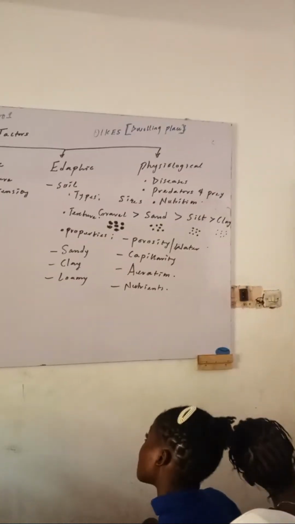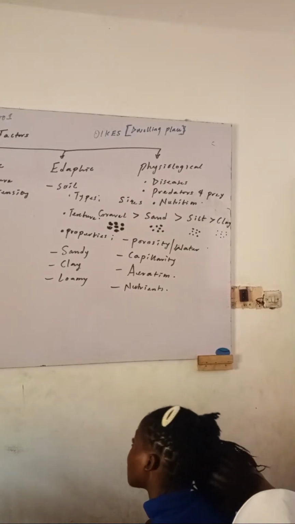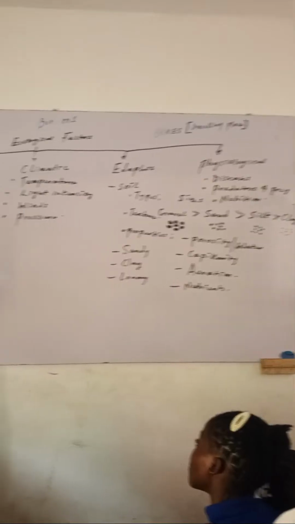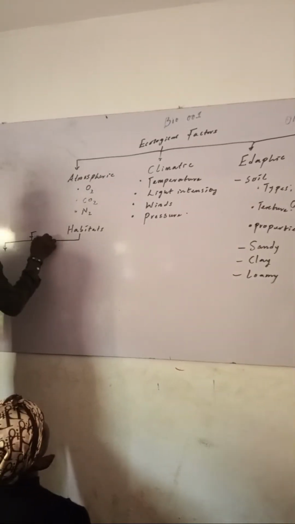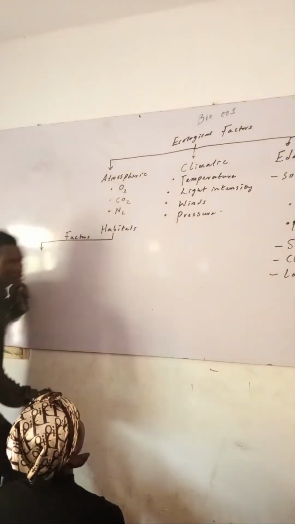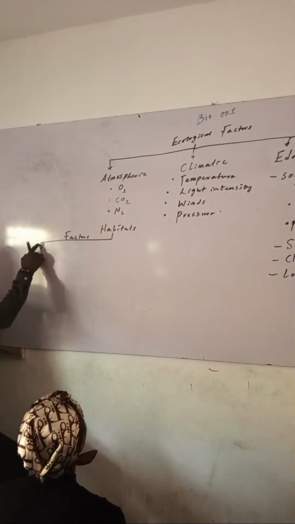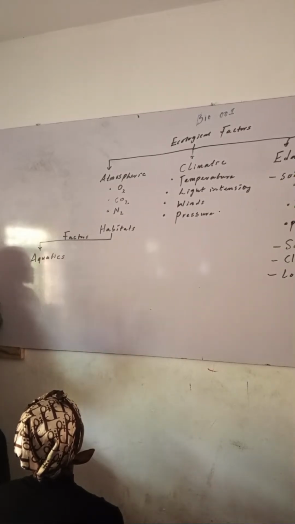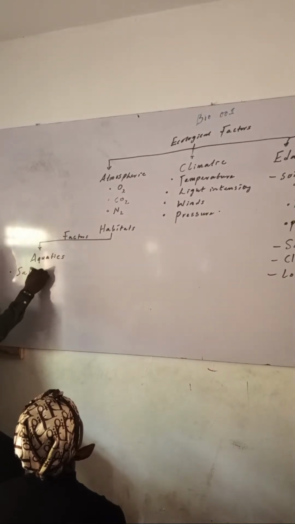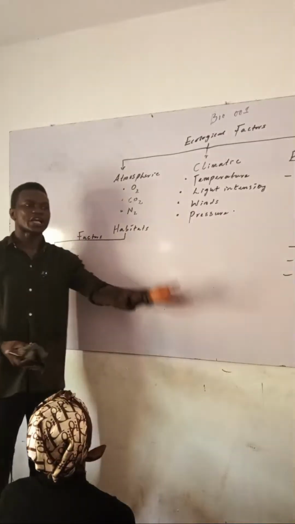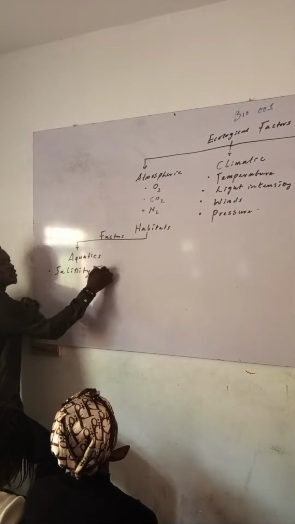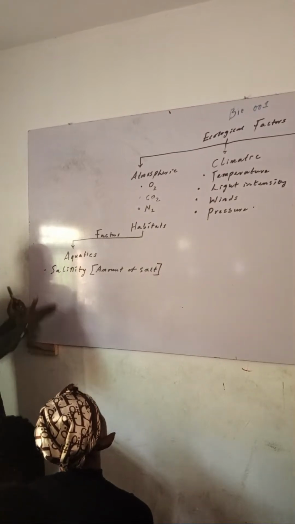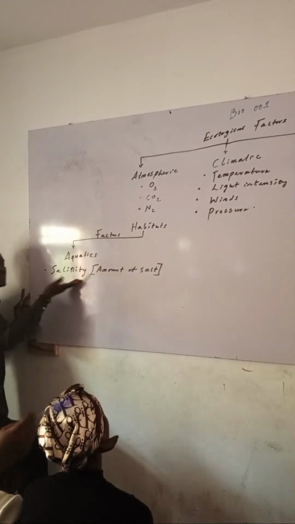So now, in an environment, in habitats, there are some factors that affect each environment depending on what the environment is. Now, if you have an aquatic habitat, there are some factors that affect aquatic habitats. If you are talking about salinity, you don't talk about salinity on a terrestrial habitat. Salinity is talking about the amount of salt present in your water. So, water that has a lot of salt, you can describe its salinity.